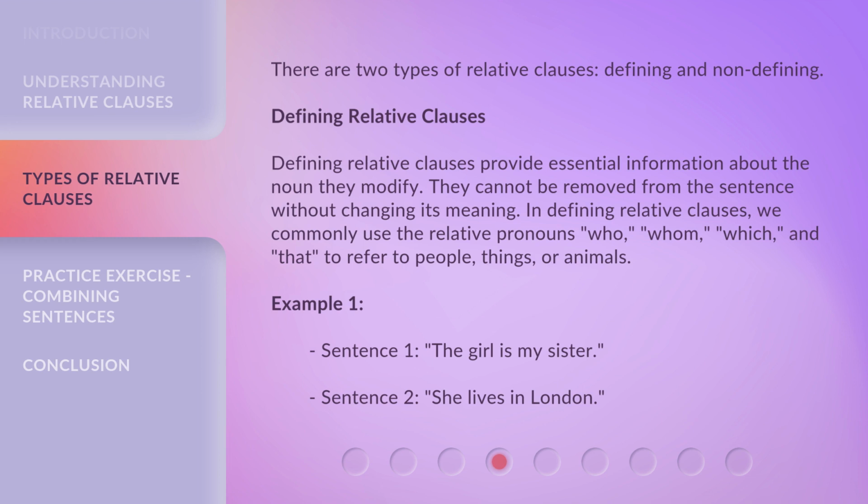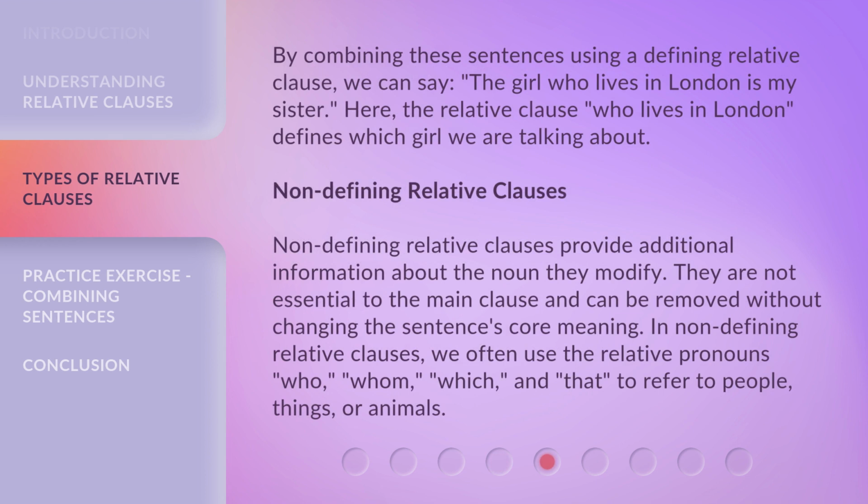Example 1. Sentence 1. The girl is my sister. Sentence 2. She lives in London. By combining these sentences using a defining relative clause, we can say, the girl who lives in London is my sister. Here, the relative clause, who lives in London, defines which girl we are talking about.